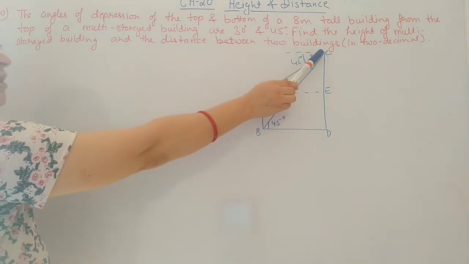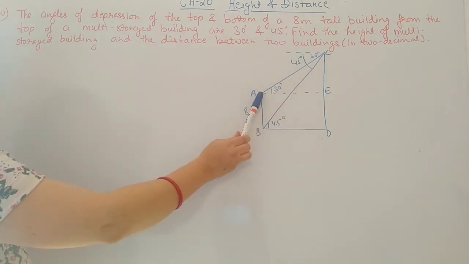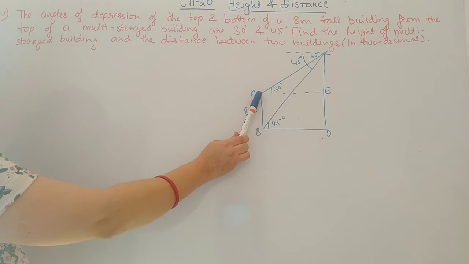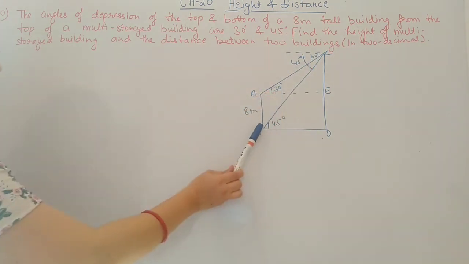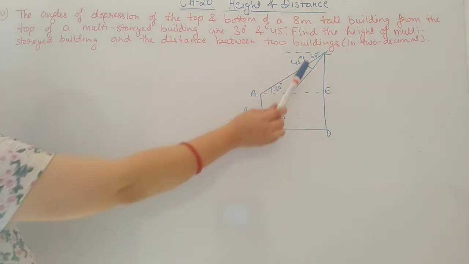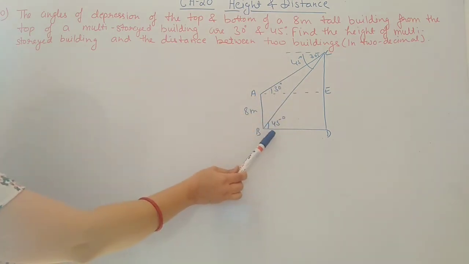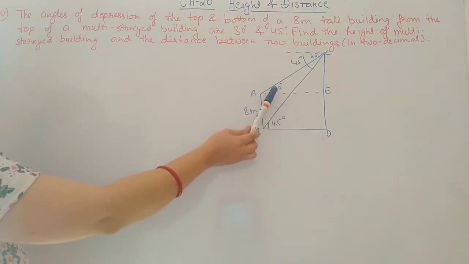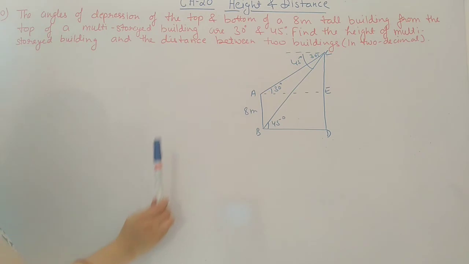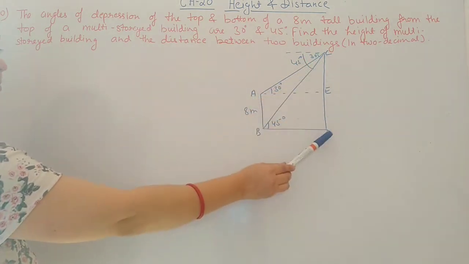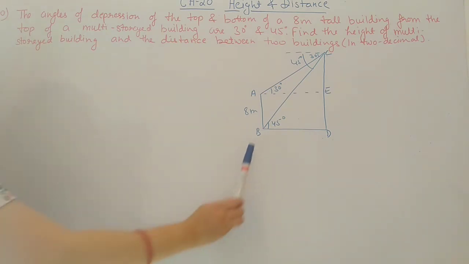From the top of this building, if you see the top, the angle of depression is 30 degree and for the bottom it is 45 degree. Angle of depression and angle of elevation will be the same, alternate angles. So this angle will be 30 degree, this will be 45 degree. Now we have to find out the height of this multi-storied building CD and the distance between these two buildings, BD.